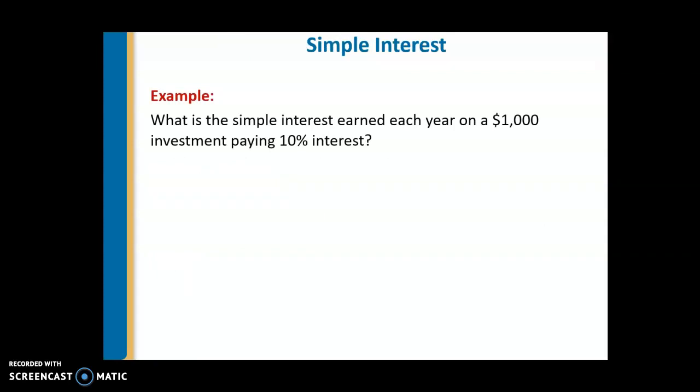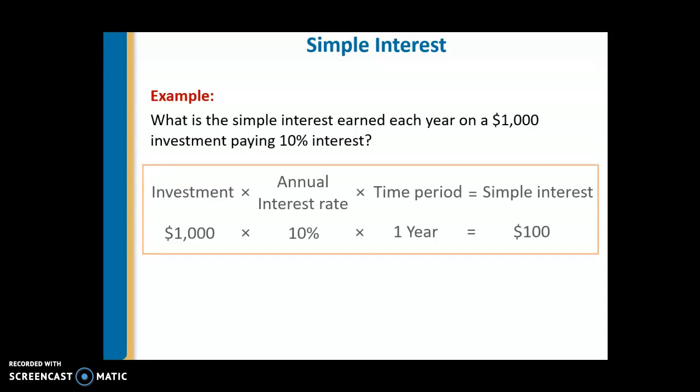Let's do a simple interest calculation. What is the simple interest earned each year on a $1,000 investment paying 10% interest? Well, it's easy. $1,000 times 10% times 1 year is $100. It's going to be the same calculation every year. You will not pay interest on interest for simple interest calculation. So interest earned, let's say for 3 years, would be $1,000 times 10% times 3 years, or $300 of simple interest.